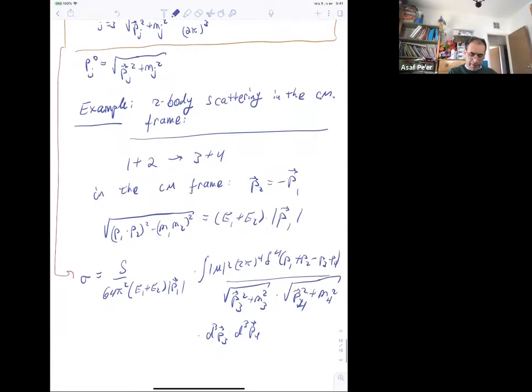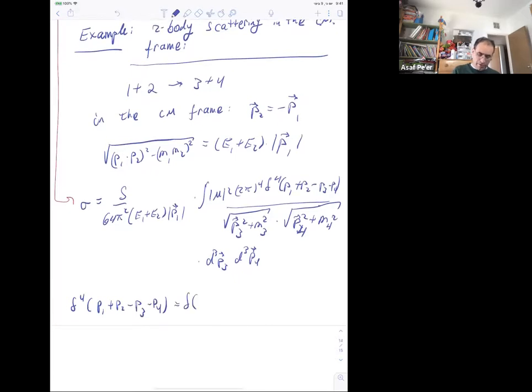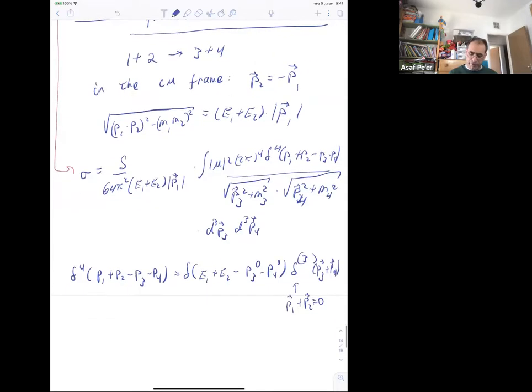And then we're really repeating exactly the same thing as we did previously. So we just write down the delta function, delta^4. Delta^4 of P1 plus P2 minus P3 minus P4 is just delta of E1 plus E2 minus P3 zero minus P4 zero, times delta^3. Since P1 plus P2 are zero in the center of mass frame, we just end up with P3 plus P4. So we can use that to carry the P4 integral. P4 becomes minus P3, which is obvious. The outgoing particles in the center of mass frame have opposite momenta.